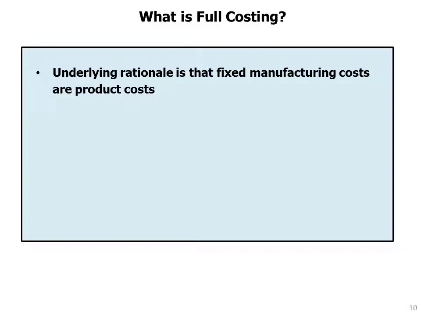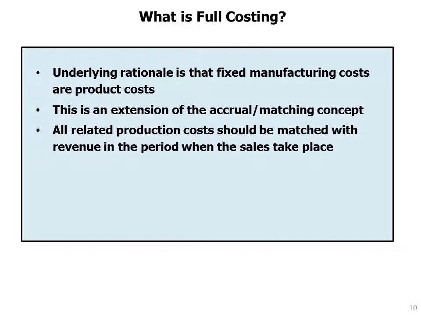So what is full costing? Under full costing, the underlying rationale is that the fixed manufacturing costs are product costs. This is really an extension of the accrual principle. And the accrual principle is that all related production costs should be matched in the period in which the sales take place.